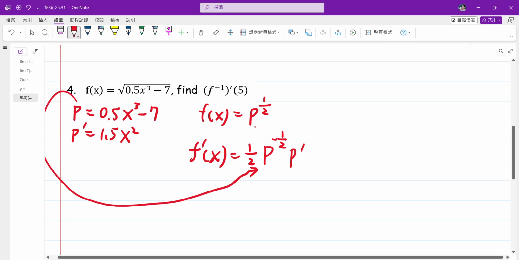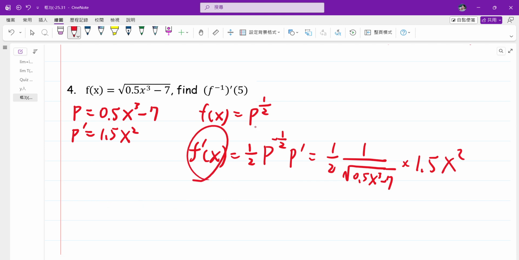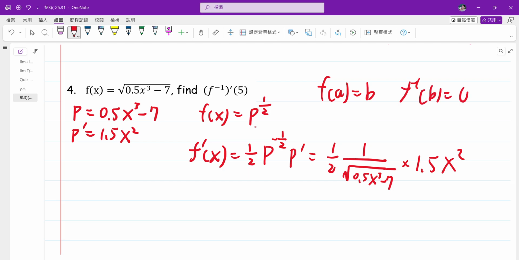So p goes to here, and then p prime goes to here. So you get a half, over the square root of 0.5 x cubed minus 7, and then times 1.5 x squared. So we found the derivative of f of x. However, we need a and b, right? We need them because we know if f of a equals b, then the inverse function of b equals a. So identify your a and b.